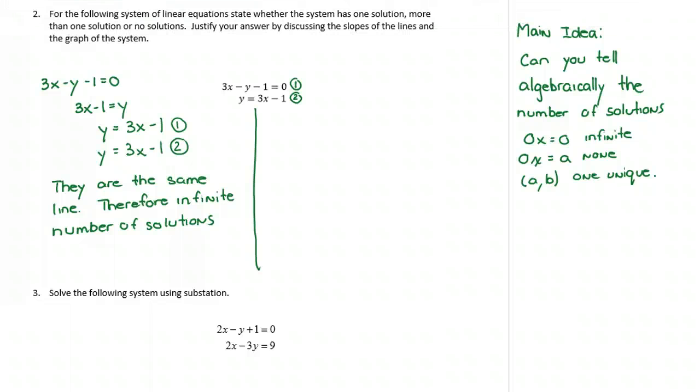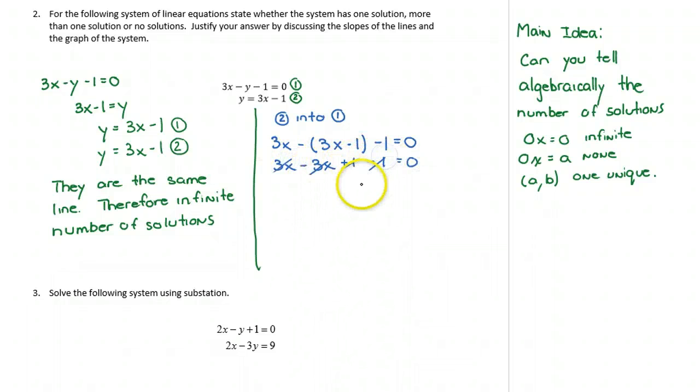might try and do this algebraically. So what I'm going to do is I'm going to substitute equation 2 into 1, since equation 2 is already isolated for y, so 3x minus, don't forget these brackets here, and now I'm going to do a little math here. So 3x minus 3x, minus and minus is plus 1, minus 1 equals 0. So these cancel out, these cancel out. So I actually end up with 0x equals 0.